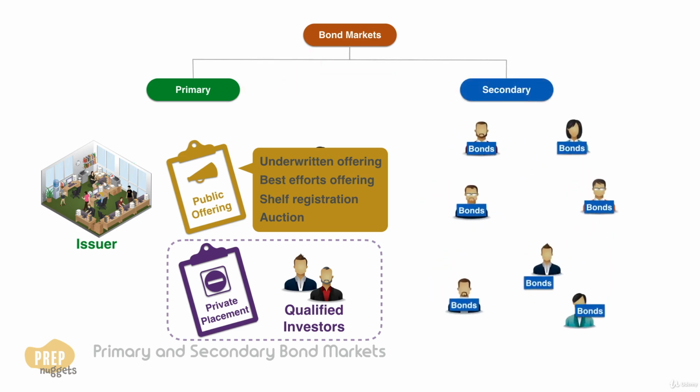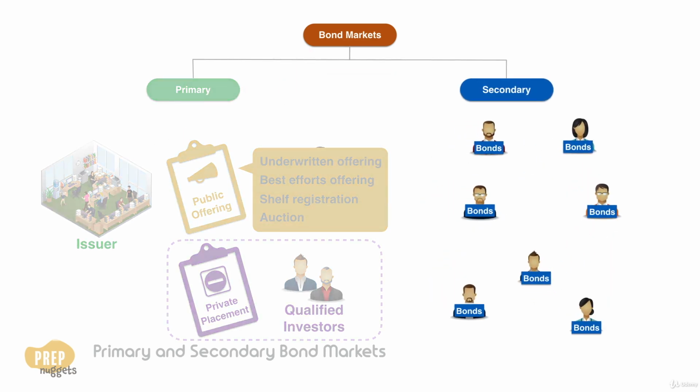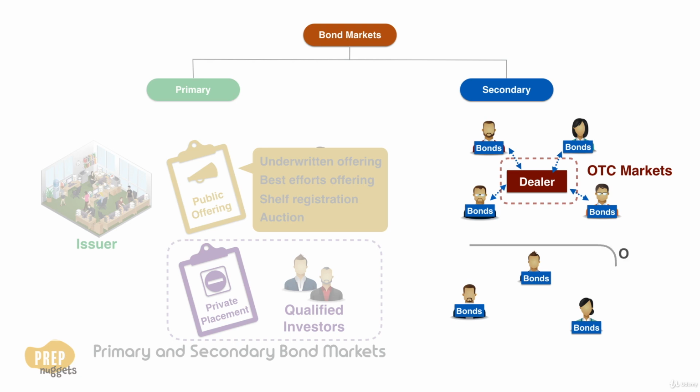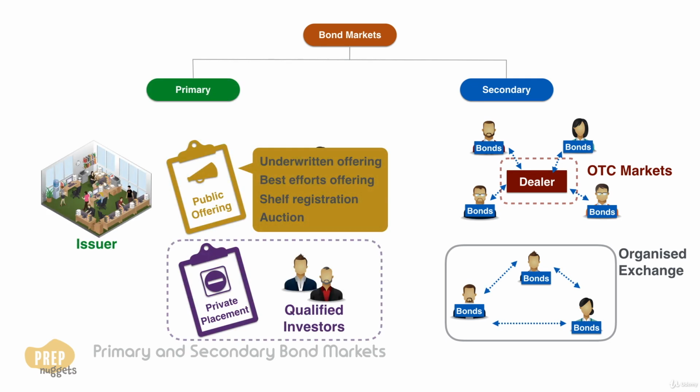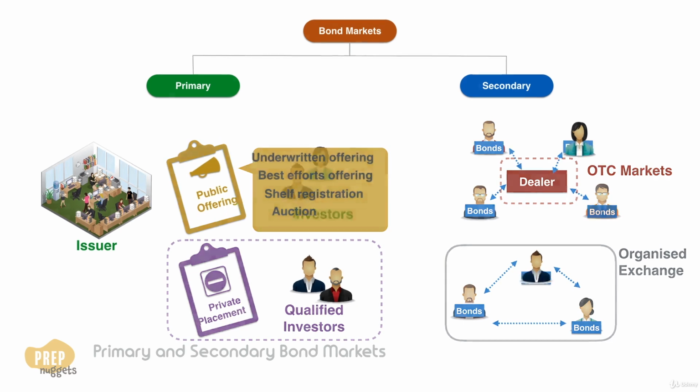In a secondary market, the majority of bond trading is made in the dealer or over-the-counter market. OTC markets are usually electronic trading platforms over which users submit buy and sell orders. An organized exchange provides a place where buyers and sellers can meet to arrange their trades. Let's go into detail on each of these markets.